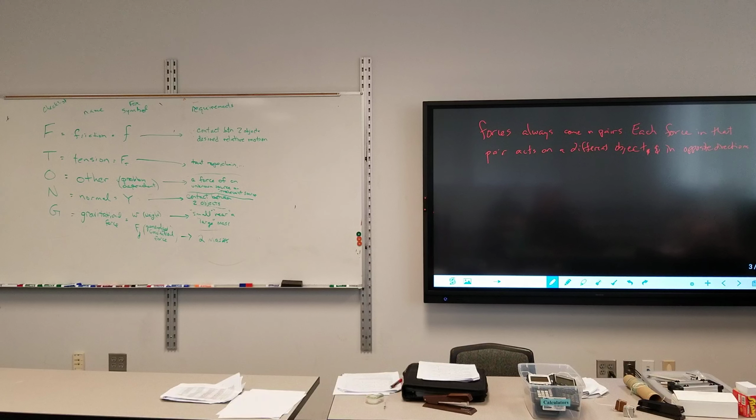Could it be like three forces acting on each other? Because then it wouldn't be pairs. No, there would be only two. It'd be a pair. What if there's one object and three ropes attached to it and all three of them get pulled at the exact same time? That would be three different pairs. Okay.